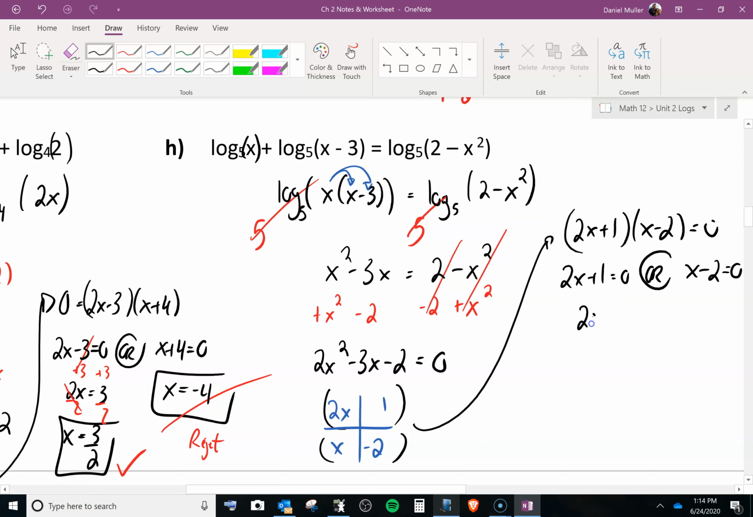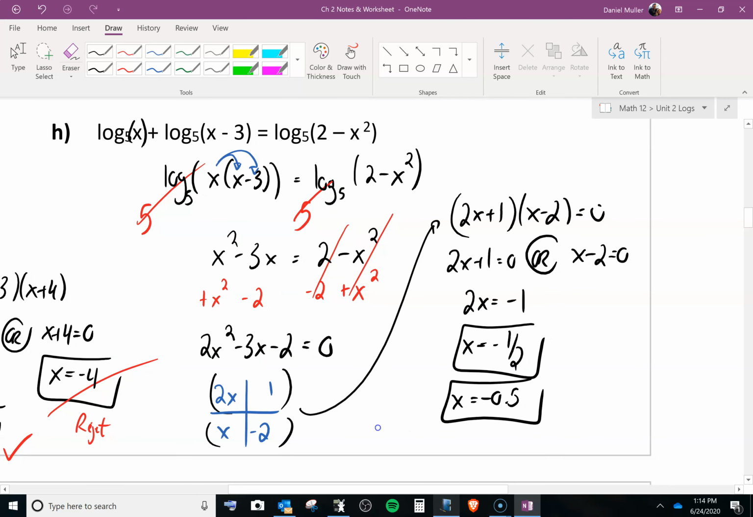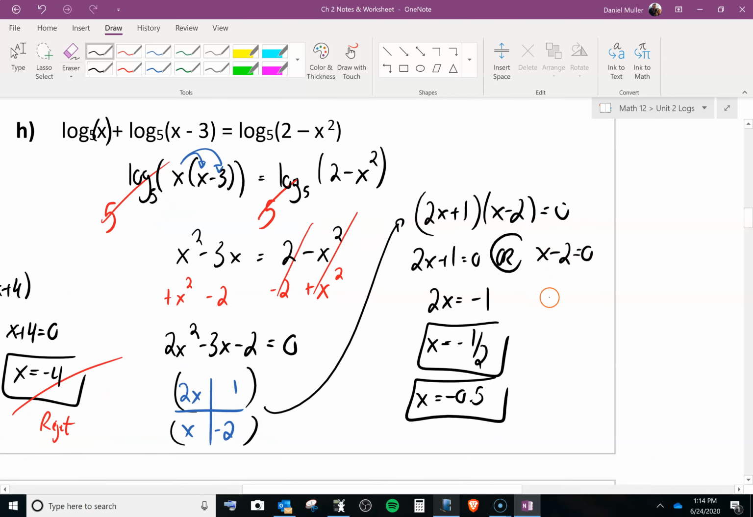So I'll minus the 1 over, it becomes a negative 1. And then I'll divide by 2, so it's negative 1 over 2, which you could also write as negative 0.5, just for checking. Sometimes it's easier to check it with a decimal. And then if I add the 2 over, I get a 2.